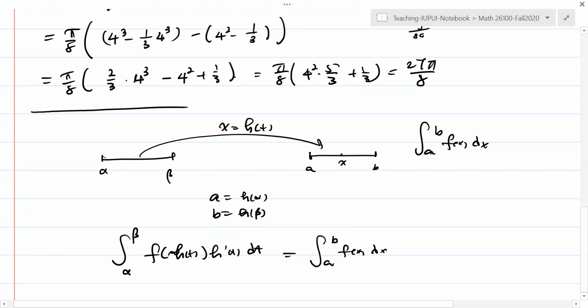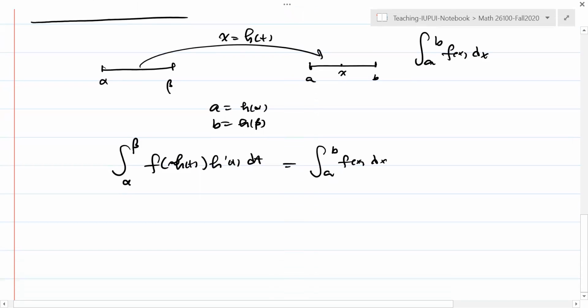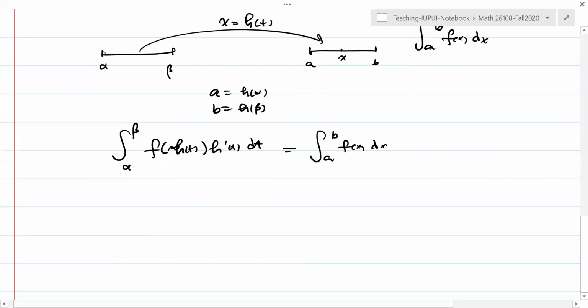Now in some cases, h prime t is negative, if h alpha is b, so it's reverse. In this case h prime is going to be positive. So this is going to be the derivative of the map actually. But in the two-dimensional case, it's a little bit more complicated. There's the orientation problem here, you know.